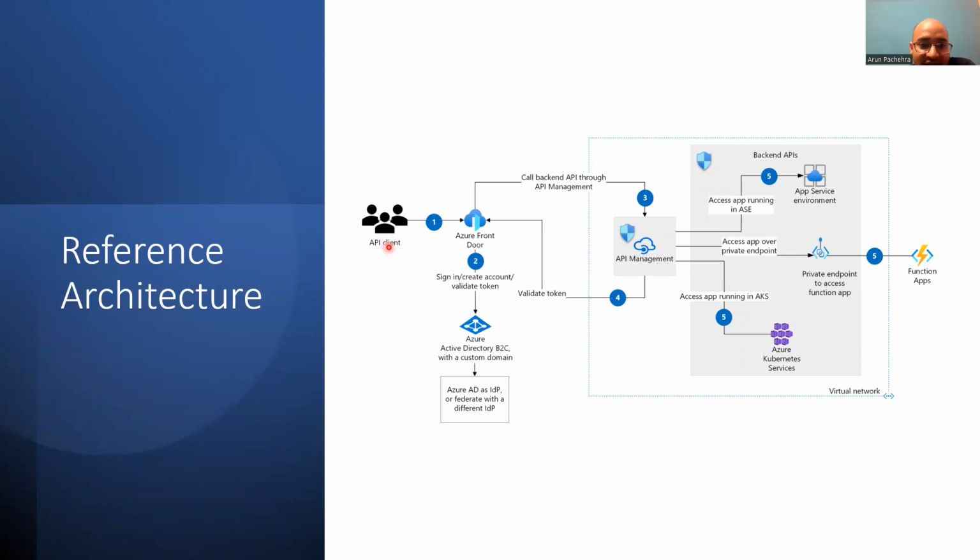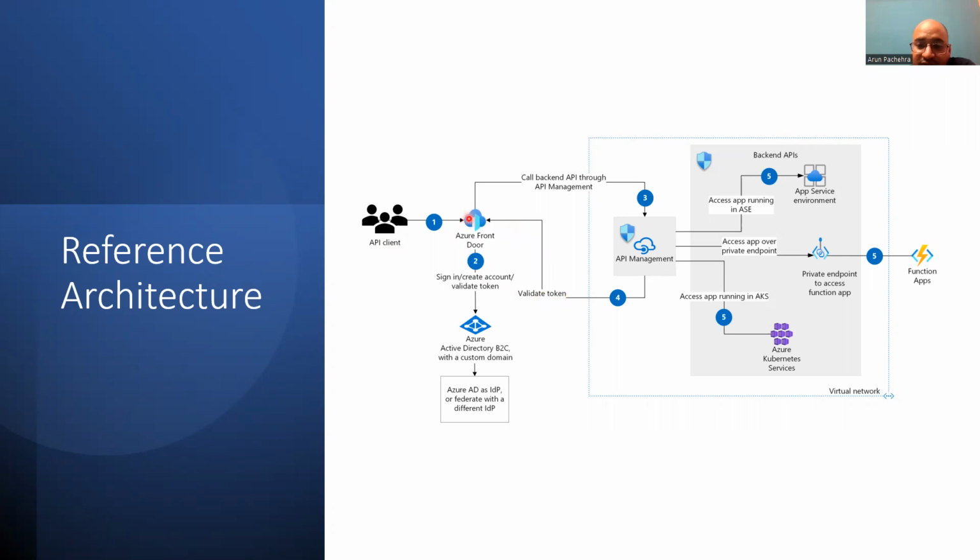To gain access to an application, an API client authenticates by providing credentials, of course, such as username and password. The IDP is Azure AD B2C in this solution, but you can use a different one as well. The authentication request goes via Azure Front Door to Azure AD B2C, which is configured with a custom domain for sign-in. Azure AD B2C authenticates the user and returns the JWT bearer token back to the user.